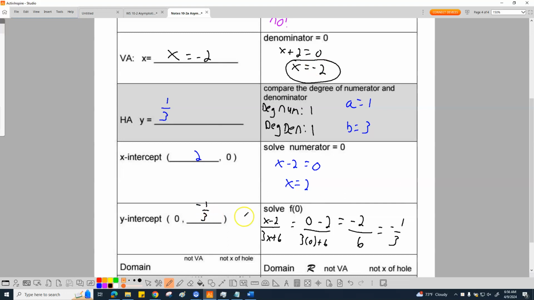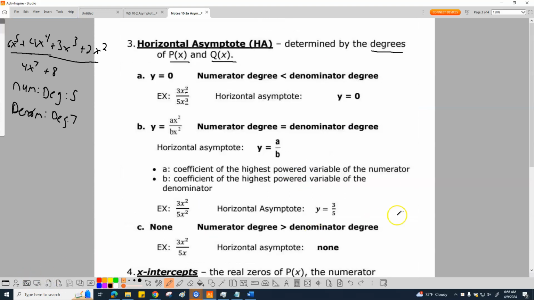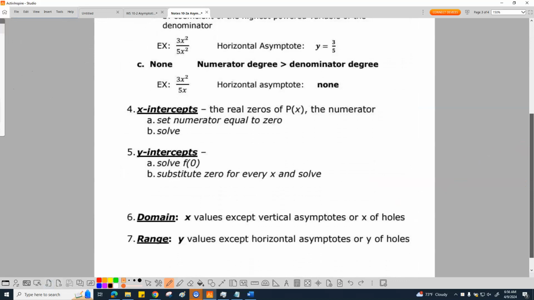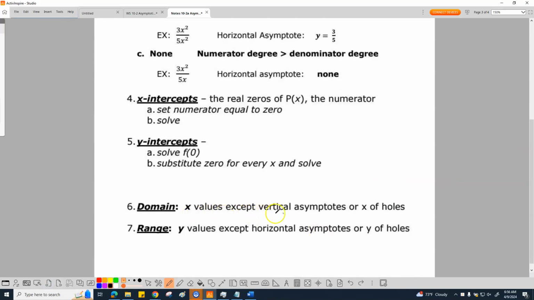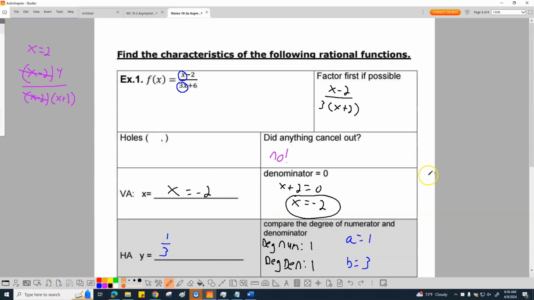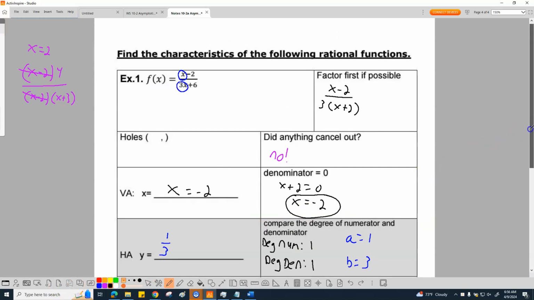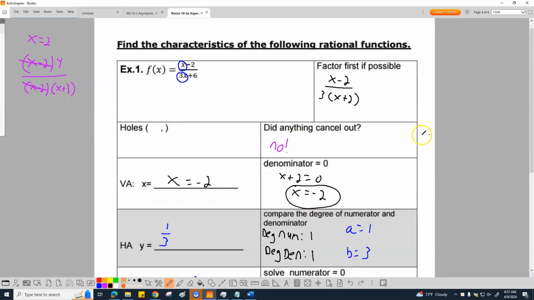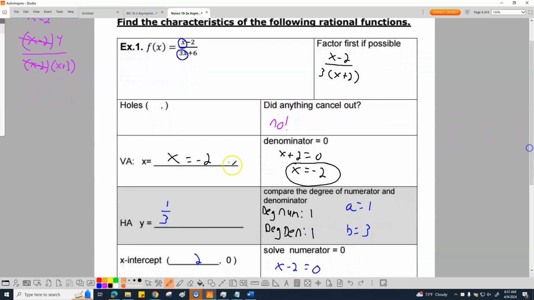And then we basically have to look at our domain and range. What does it say for our domain and range? Let's look. It says all the x values except where vertical asymptotes or x holes are. So if there are holes or vertical asymptotes, then that's where we're going to have domain restrictions. Let's look. Do I have any holes? No, I do not. Do I have a vertical asymptote? Yes, I do. I have one at x equals -2. So this is the only number that can't be put into the equation.